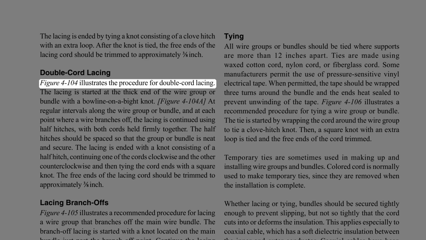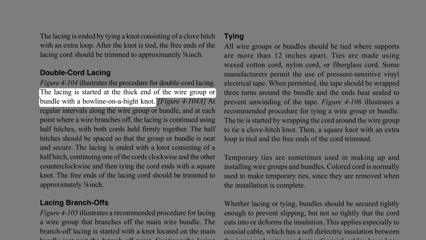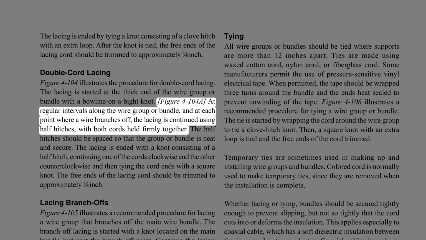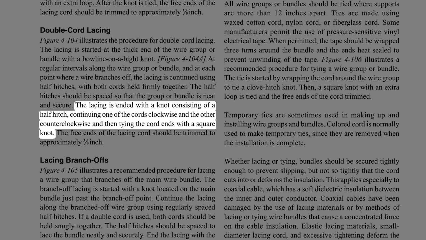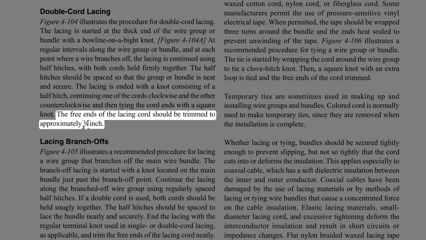Double cord lacing. Figure 4-104 illustrates the procedure for double cord lacing. The lacing is started at the thick end of the wire group or bundle with a bowline on a bite knot, Figure 4-104a. At regular intervals along the wire group or bundle, and at each point where a wire branches off, the lacing is continued using half hitches, with both cords held firmly together. The half hitches should be spaced so that the group or bundle is neat and secure. The lacing is ended with a knot consisting of a half hitch, continuing one of the cords clockwise and the other counterclockwise, and then tying the cord ends with a square knot. The free ends of the lacing cord should be trimmed to approximately 3/8 inch.